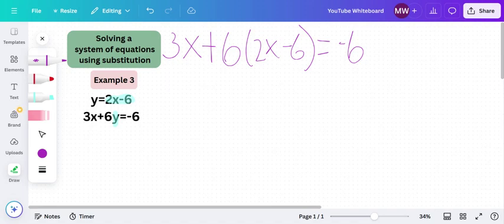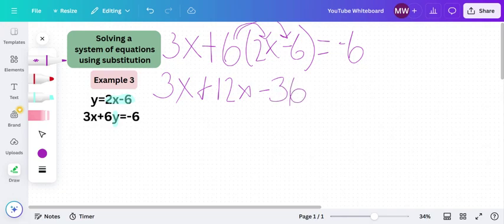So now I'm going to do the first step in solving, which would be to do that multiplication. This 3x is not going to change yet, so I'm going to rewrite it, bring it down. But I have to distribute this 6 to everything inside the parentheses. So first I'm going to do 6 times 2x, and that gets me a positive 12x. And then I'm going to do 6 times negative 6, which gets me a negative 36. And it still equals negative 6.